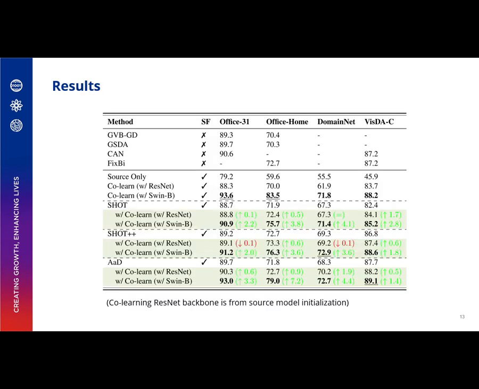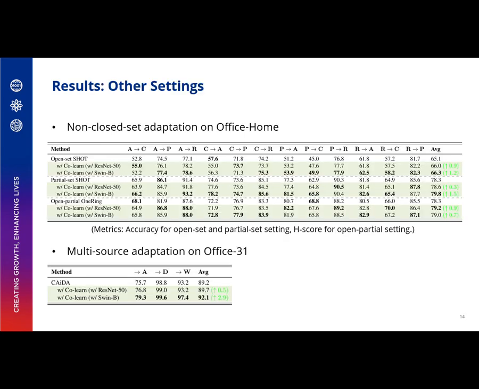Our proposed co-learning improves target domain performance over the source model and existing source-free domain adaptation methods when applied together. Even when reusing the same pre-trained network from source model initialization, co-learning improves performance. Performance gains are larger when co-learning with more robust pre-trained networks such as SWIN transformers. Our proposed method can be applied to other settings as well, such as open set, partial set, and open partial adaptation, and multi-source adaptation.